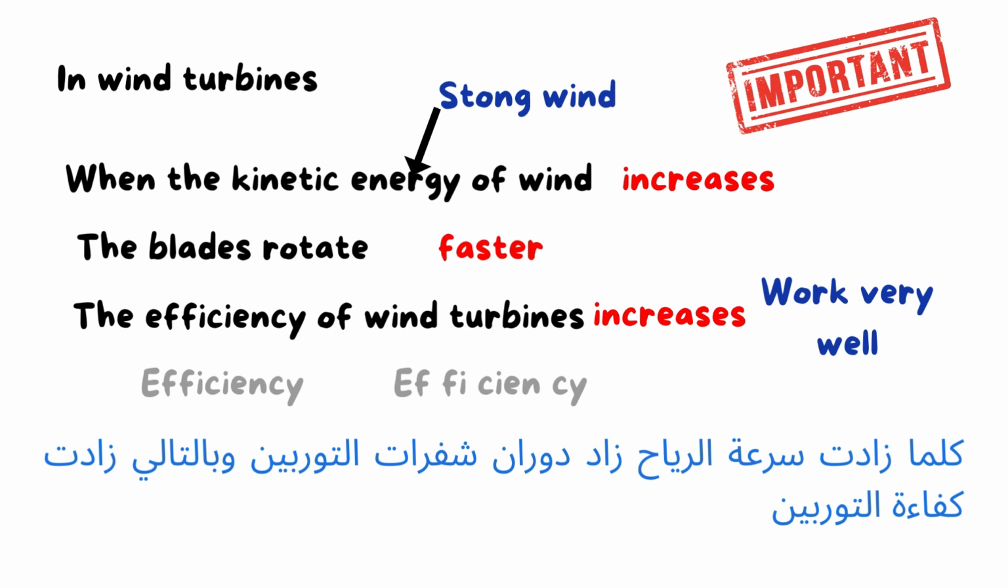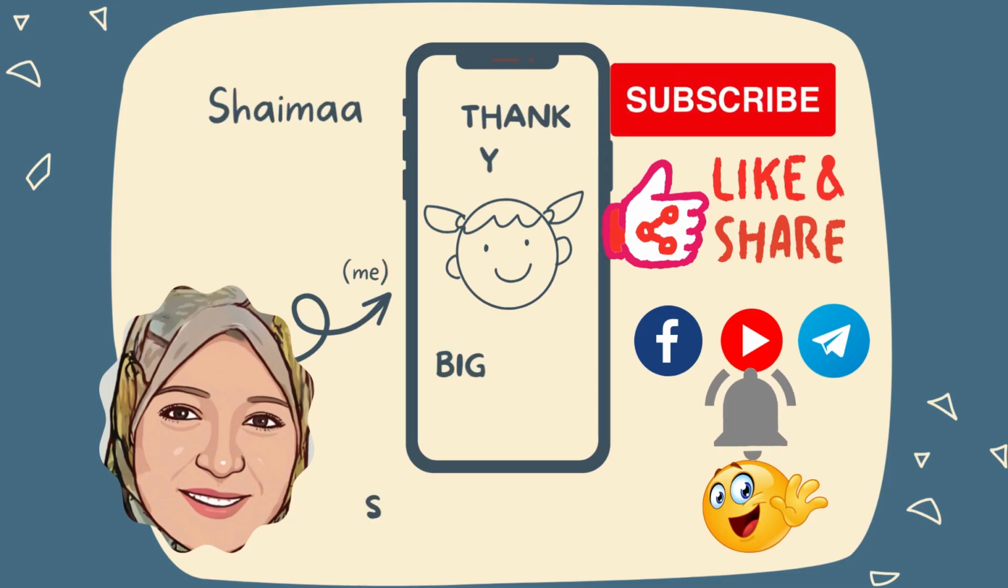Okay, and the word efficiency: we have F, then we have F-F, then C-I-E-N-C-Y, efficiency. So when the kinetic energy of wind increases, the blades rotate faster, and the efficiency of wind turbines increases. With this information, we finished our lesson.